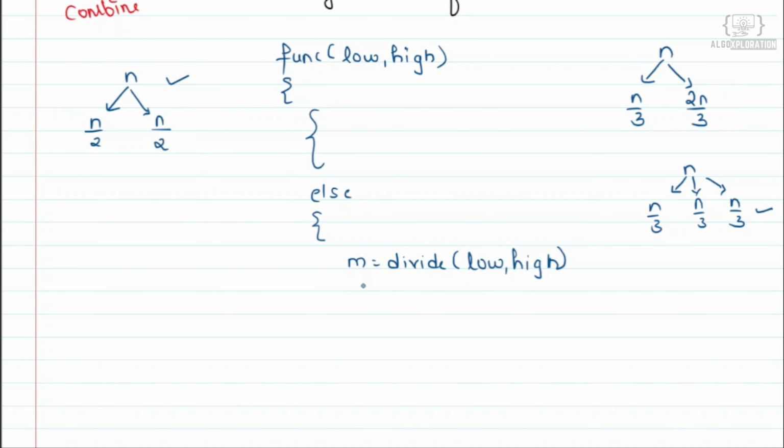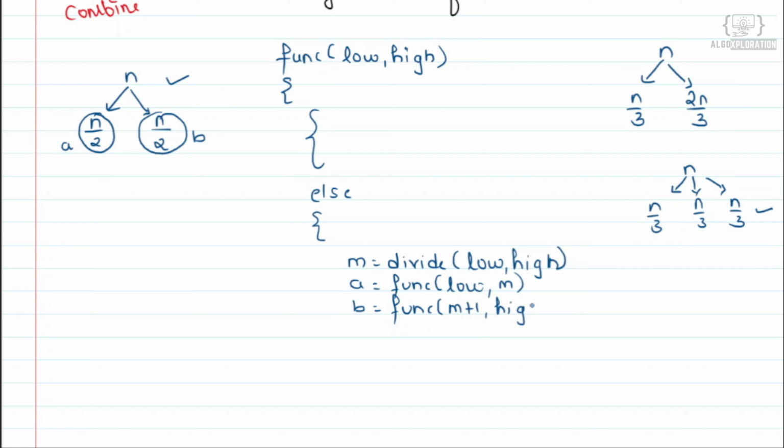After that, we have to conquer it. That is, the solution of this problem, let's say A, and the solution of this problem will be B. So A equals solve(low, m), and B equals solve(m plus 1, high). So this is the conquer part.